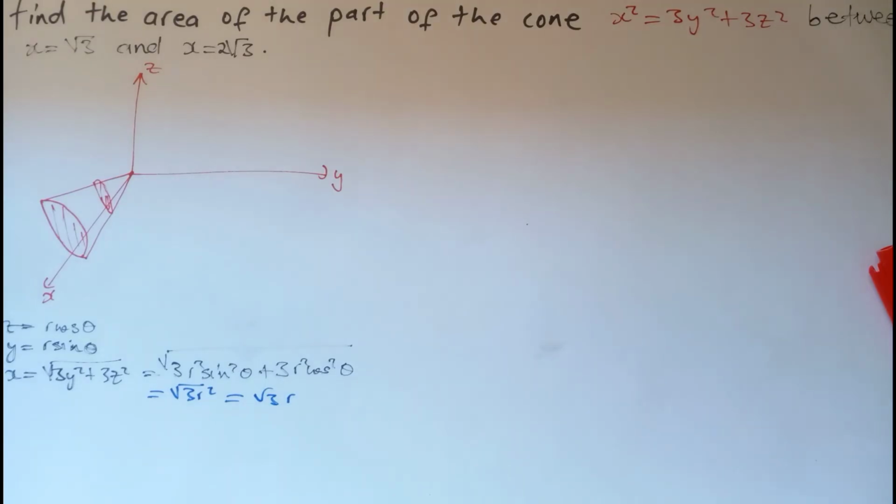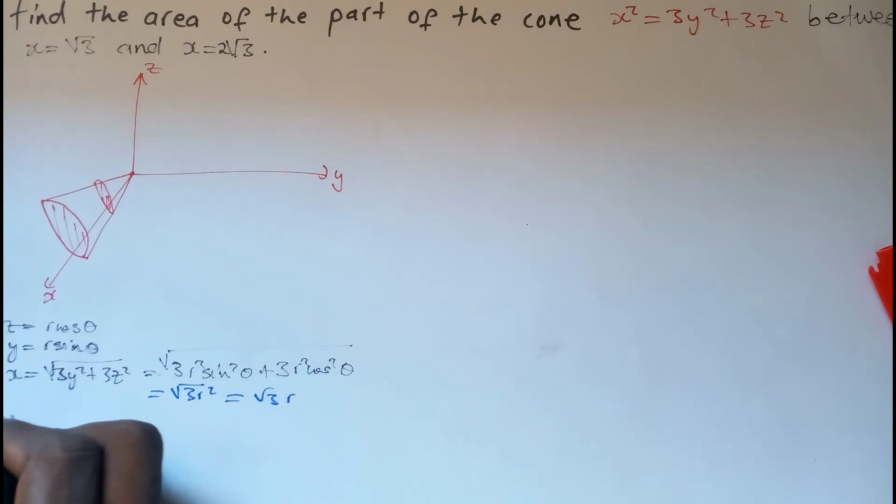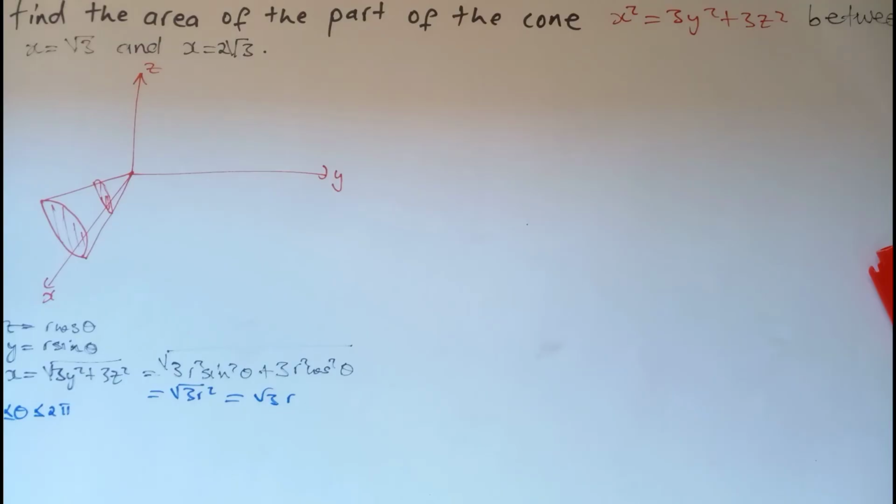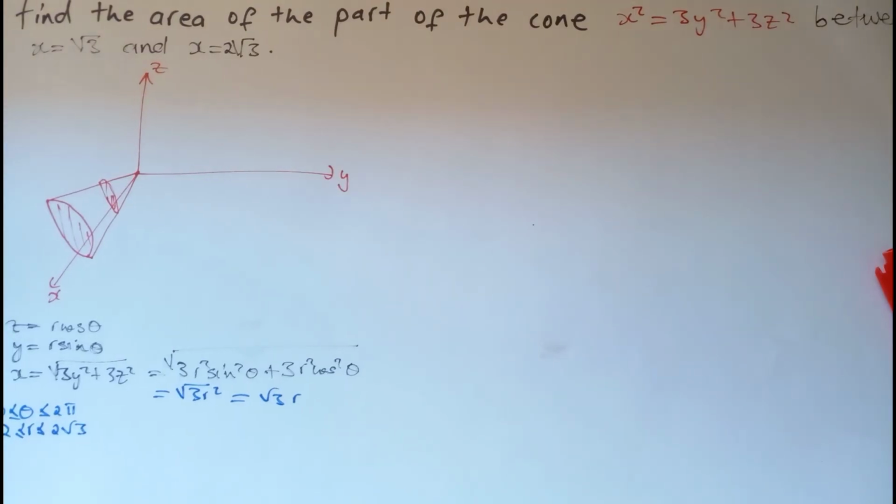Okay, so now what do we need to do? We need now to draw our vector. I'm going to put my parametric equation in the form of a vector. That vector is going to contain theta, which is the angle, and we'll say theta ranges from 0 to 2 pi. Then what else? I'm going to have r, which is the radius. For the radius, the limits are ranging from 2 to 2 root 3.